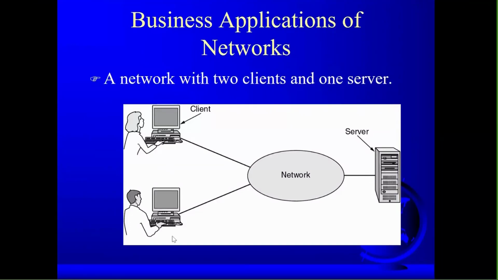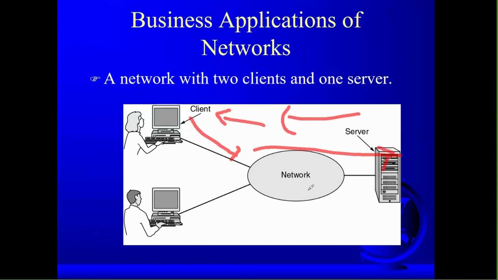Okay? So a typical computer network topology, we call it a request-reply client-server. You can see we have here two clients, a network, and a server. Typically, we make a request, it goes here, and then it comes back with a reply. So this is what we call a request-reply.